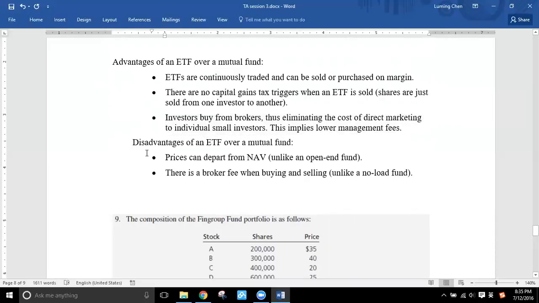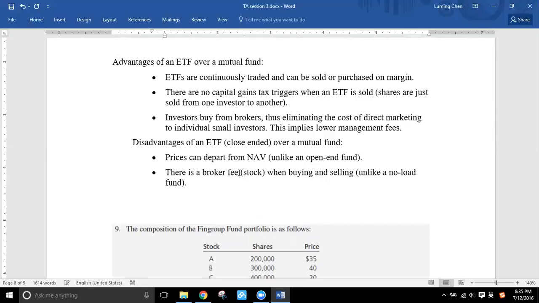So the disadvantage of an ETF over a mutual fund is that prices can depart from net asset value, unlike an open-ended fund, because an ETF is closed-ended. And there is also a broker fee when buying and selling, because this is like a stock. If you want to trade it, it will incur a broker fee.